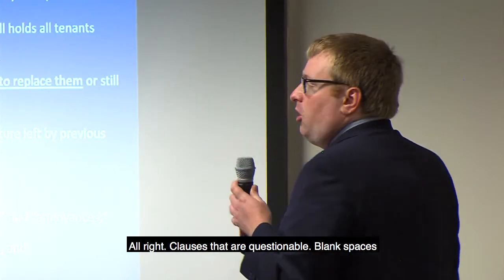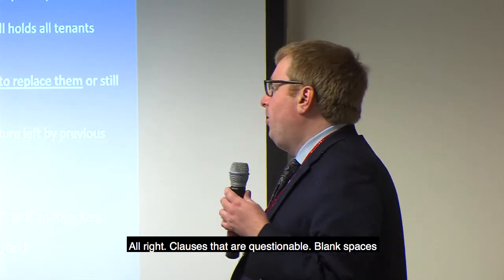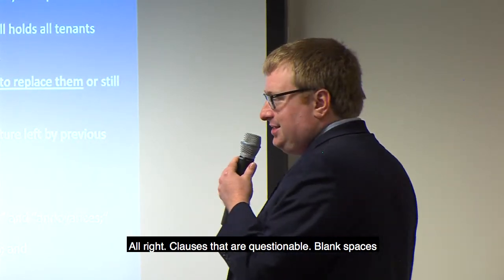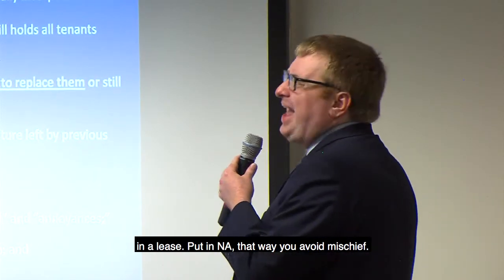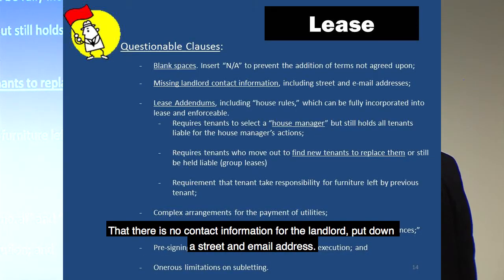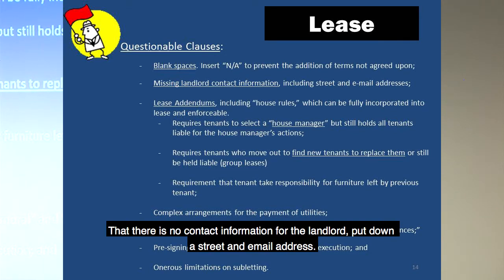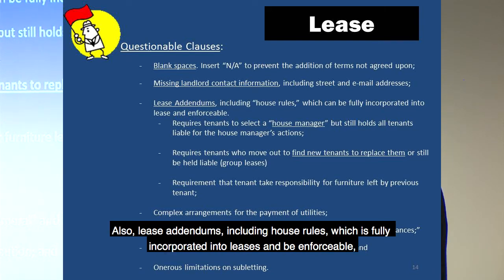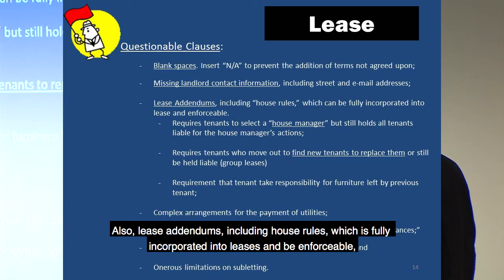All right. Clauses that are questionable. Blank spaces in a lease. Put in NA. That way you avoid mischief. That there's no contact information for the landlord. Put down a street and an email address. Also, lease addendums, including house rules, which can be fully incorporated into leases and be enforceable.